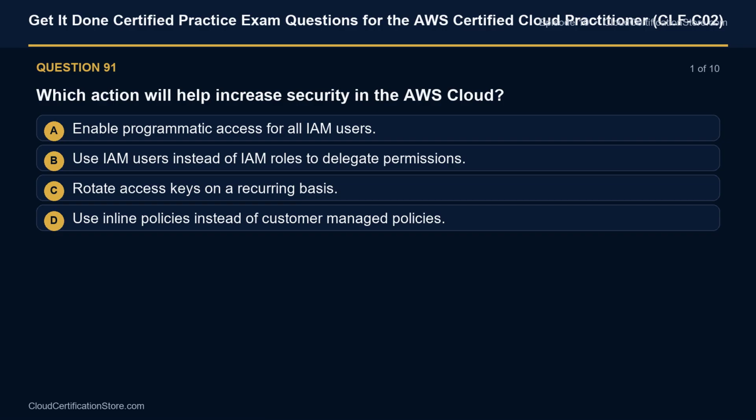Question 91. Which action will help increase security in the AWS cloud? Option A. Enable programmatic access for all IAM users. Option B. Use IAM users instead of IAM roles to delegate permissions. Option C. Rotate access keys on a recurring basis. Option D. Use inline policies instead of customer-managed policies.